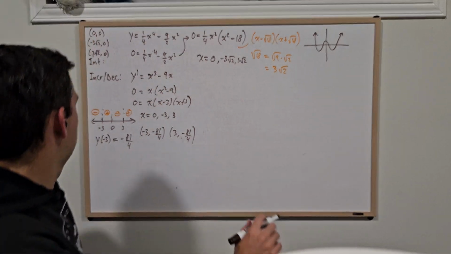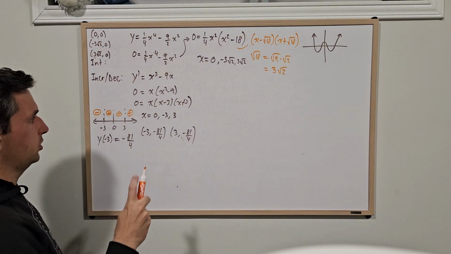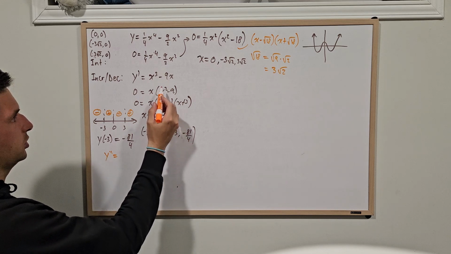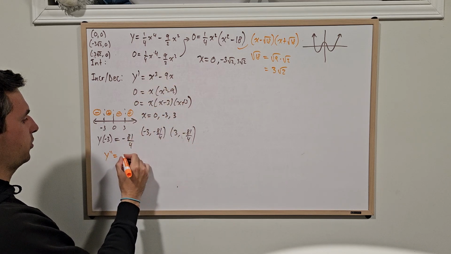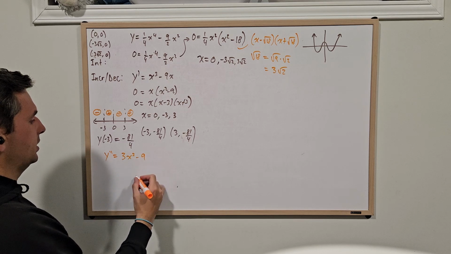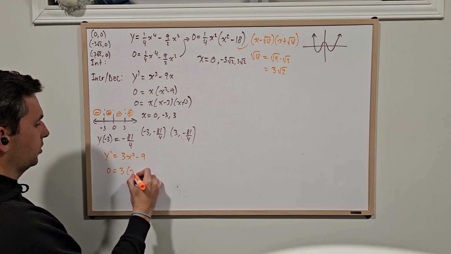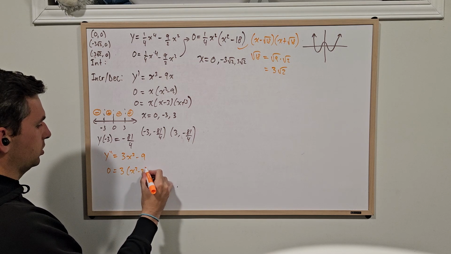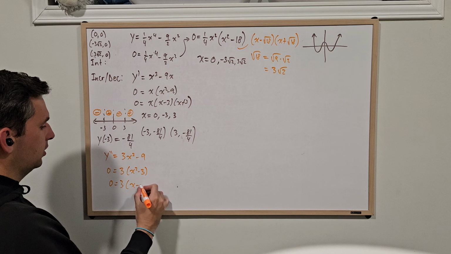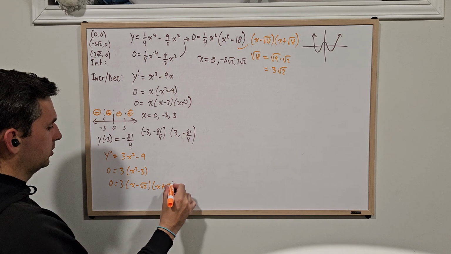In order to get the concavity now, we need to find the second derivative. So I'm going to do the second derivative down here. That's going to be y double prime. I'm going to use this form here. Okay, we're going to bring the 3 down using our power rule. We're going to have 3x squared minus 9. Okay, setting that equal to 0. I'm going to take out the 3, and we're going to have x squared minus 3. And then here we have x minus root 3 and x plus root 3.